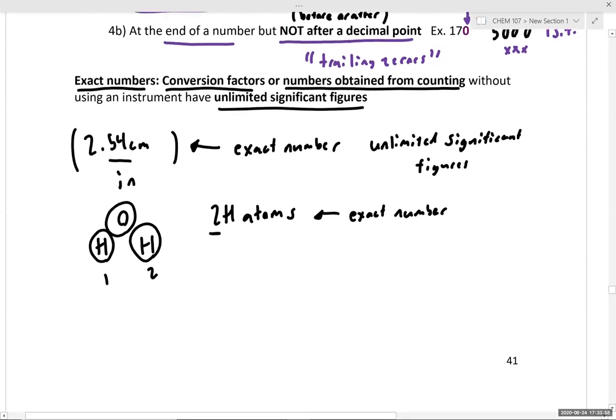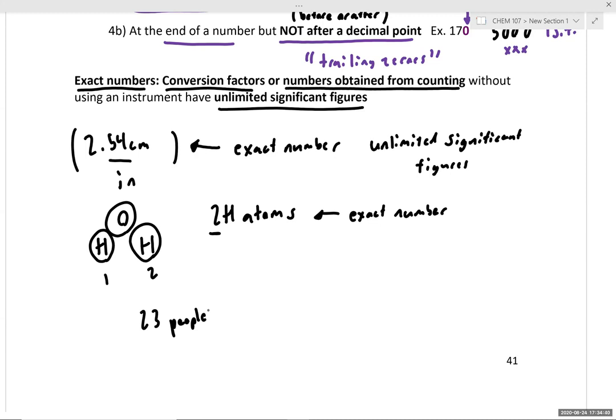Another example is if I count the number of people currently in our call, we see that there are 23 people in our call, right? Now, there's no uncertainty in that number because it's a number obtained by counting. It's not 23 people plus or minus one student or anything like that. So exact numbers are numbers obtained from counting or conversion factors, and exact numbers have unlimited significant figures.